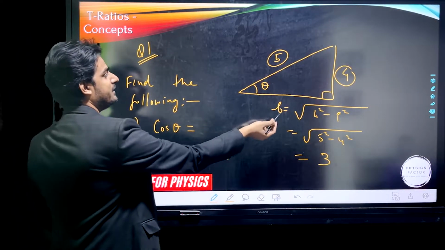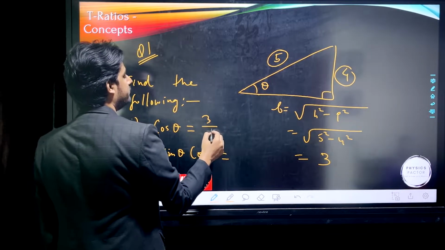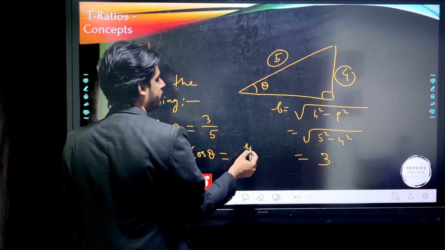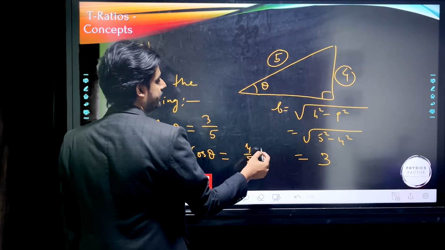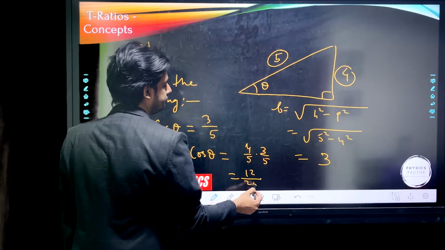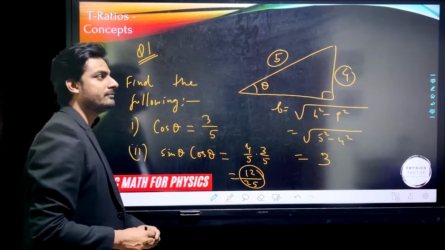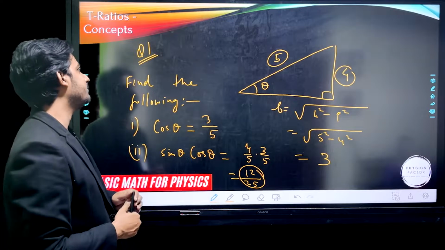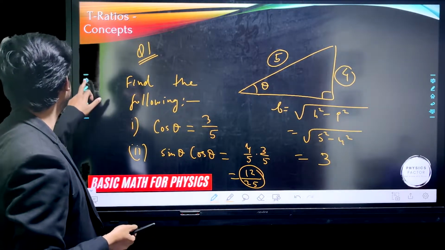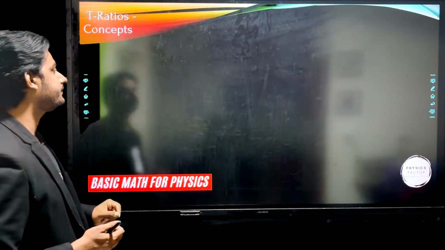So cos theta is base upon hypotenuse, so 3 upon 5. And sin theta into cos theta, so sin theta you can see it is 4 upon 5 and cos theta is 3 upon 5. So answer is 12 by 25. So that's just an application of how the trigonometry ratios are used in the problems. Let's move to the next problem.